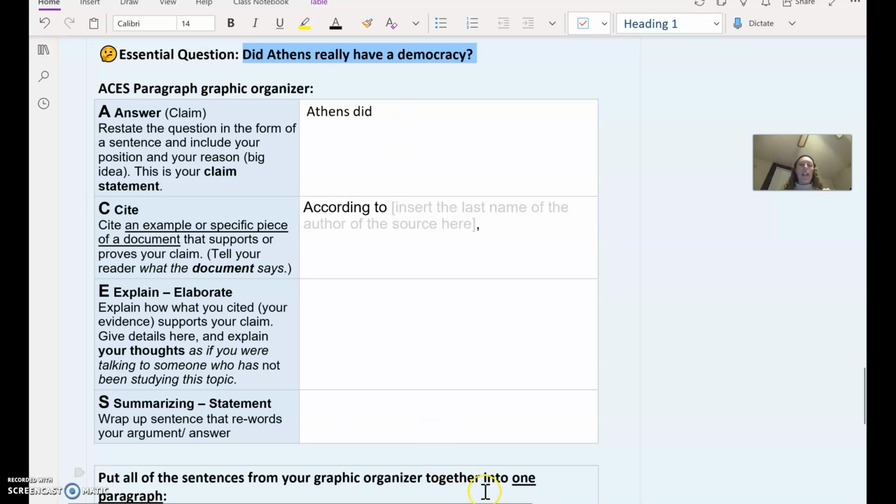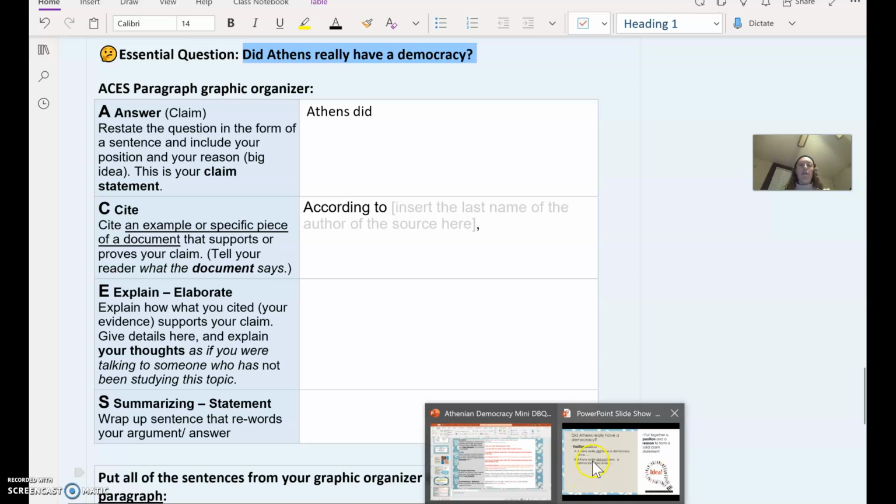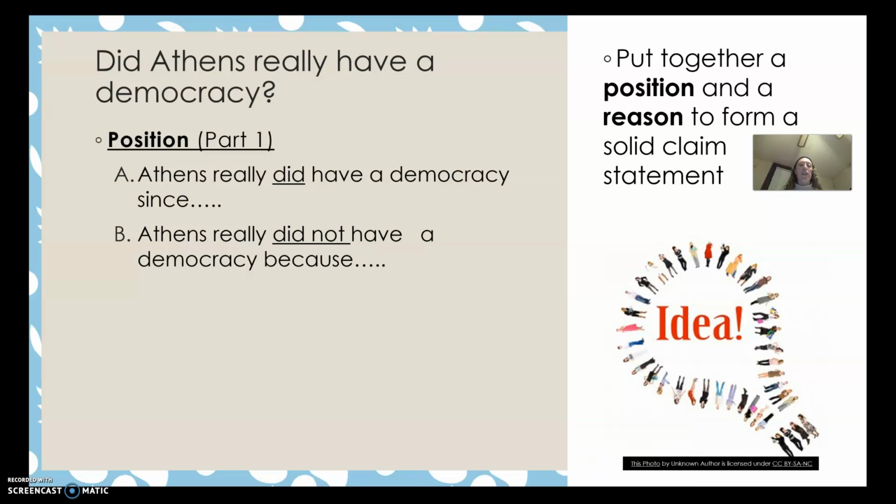And when I write a claim statement, I need to have a few things in it. I need to first of all make sure that it has my position, and that needs to include the topic. And so I'm going to use keywords from the question, keywords like Athens and democracy. So make sure your claim statement includes those words as well. You are welcome to use one of the sentence starters right here. Please pause the video and write that down now before we go on.